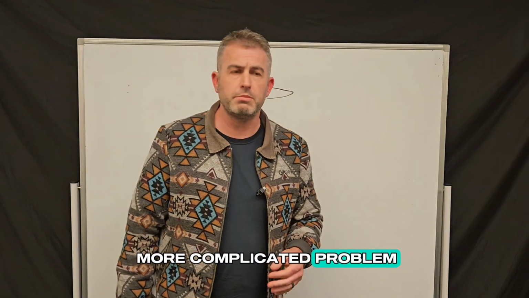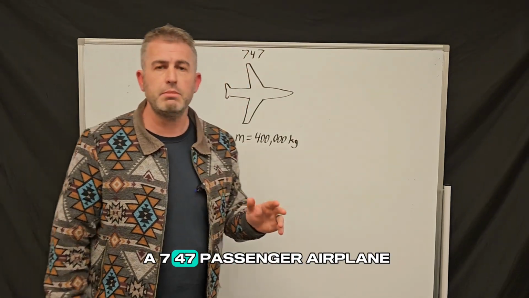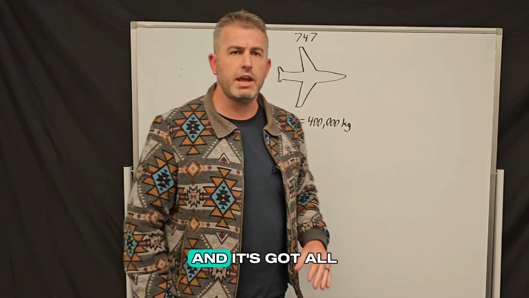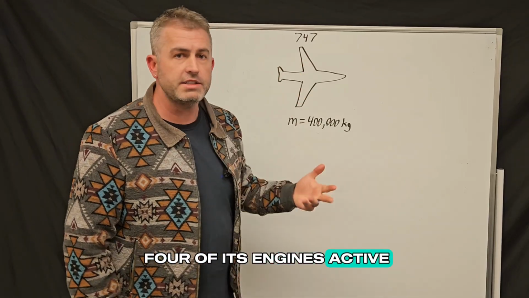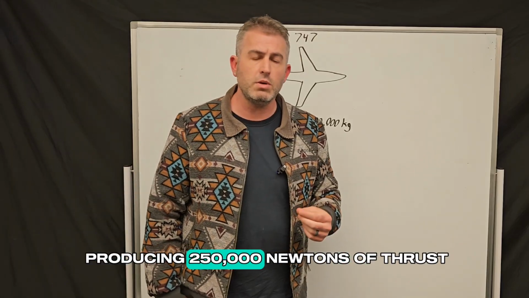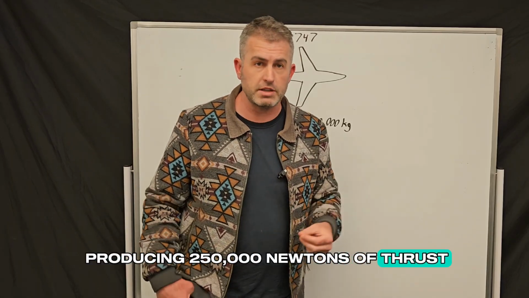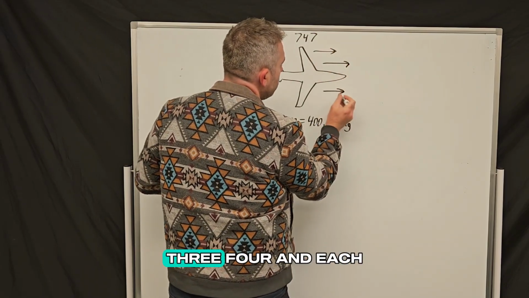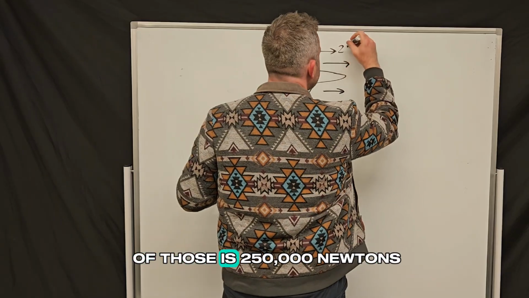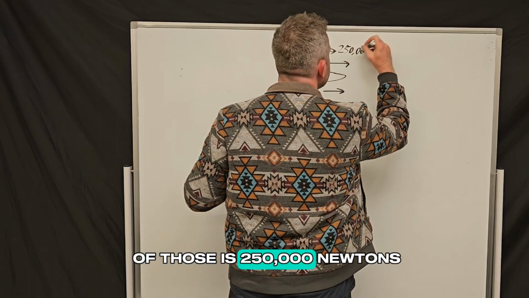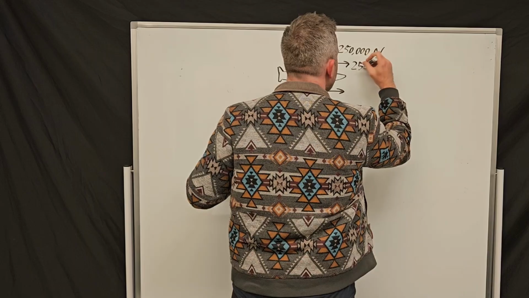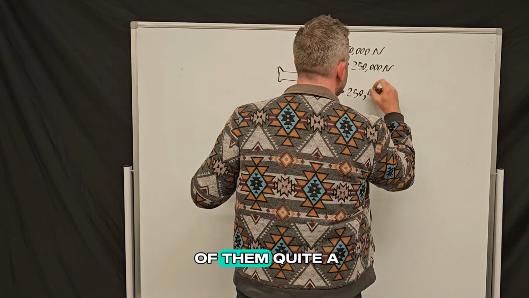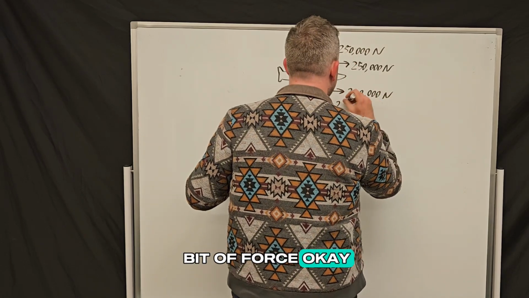Now that we know the basics of how force and acceleration work, we can do a more complicated problem. So this here is a 747 passenger airplane, and let's say that it's taking off from the runway and it's got all 4 of its engines active, and each engine is producing 250,000 newtons of thrust. So we have 4 forces, 1, 2, 3, 4, and each of those is 250,000 newtons of thrust pushing this plane forward. Quite a bit of force, okay?